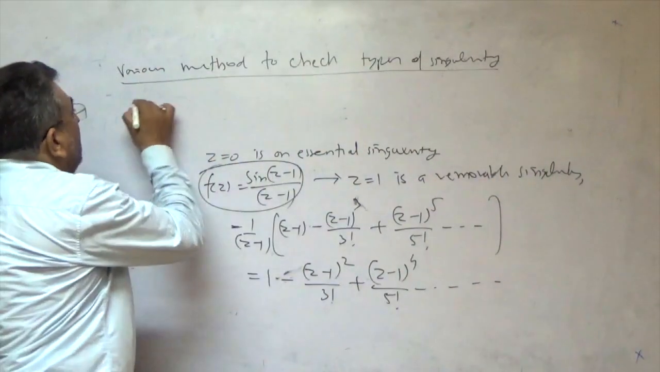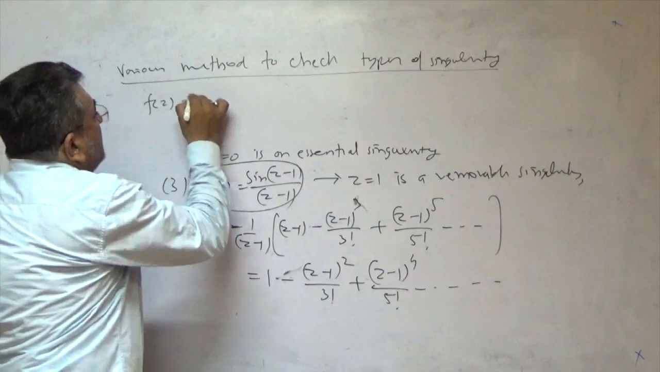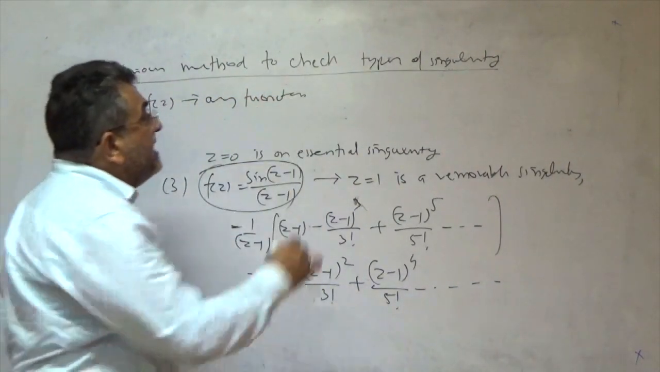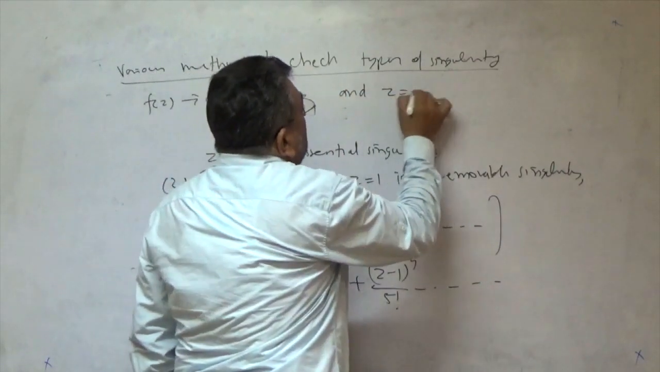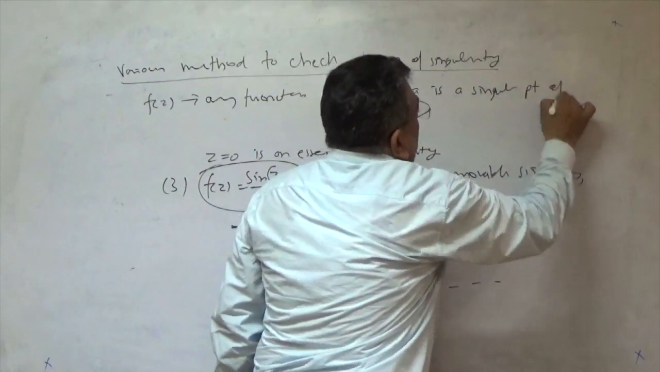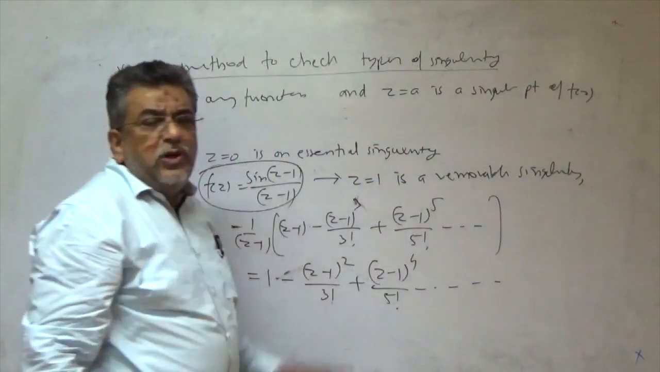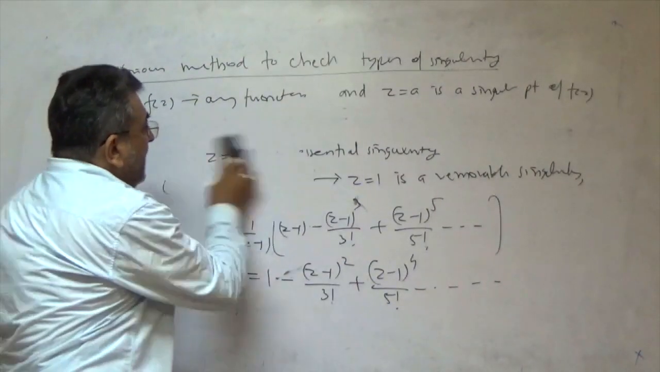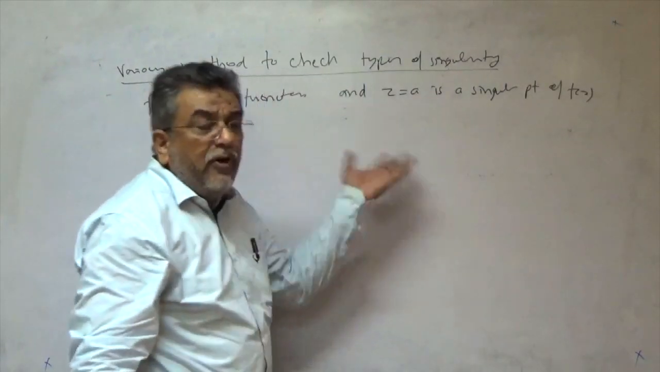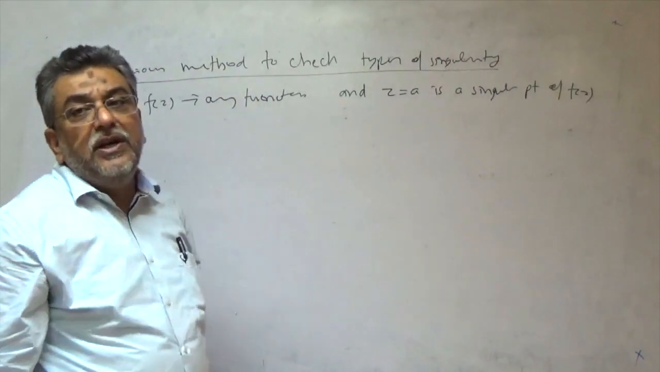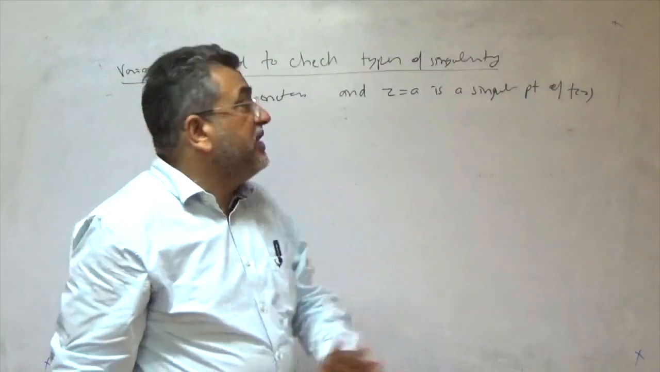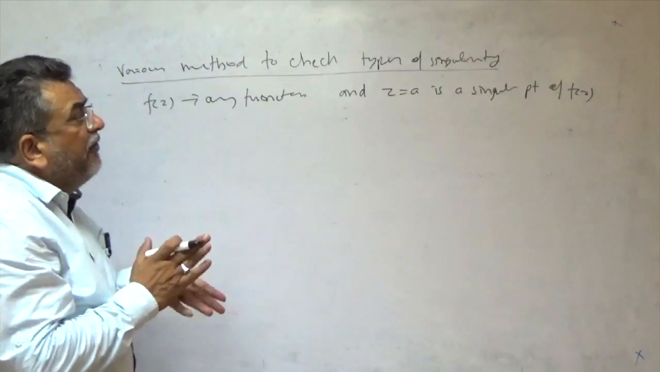Means if you take a function f(z), and z equal to a is a singular point of f(z), naturally an isolated singular point, then here we have to detect what is the type of this singular point, what is the type of this singularity. It is a pole, a removable singularity, or an essential singularity. That is a very simple method of calculus.